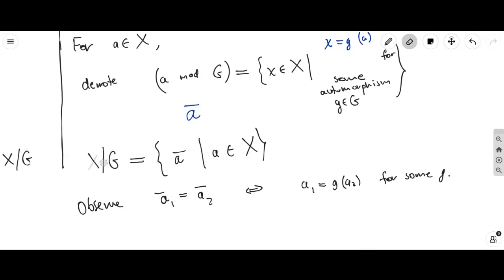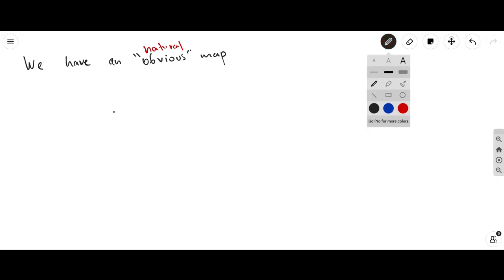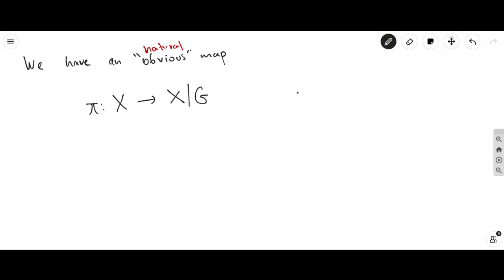And how do we topologize this? We have an obvious map, some people will call it a natural map, from the space to its quotient. And it's just that you send an element to its mod class. So pi of A, you take that element and you just send it to its mod class.